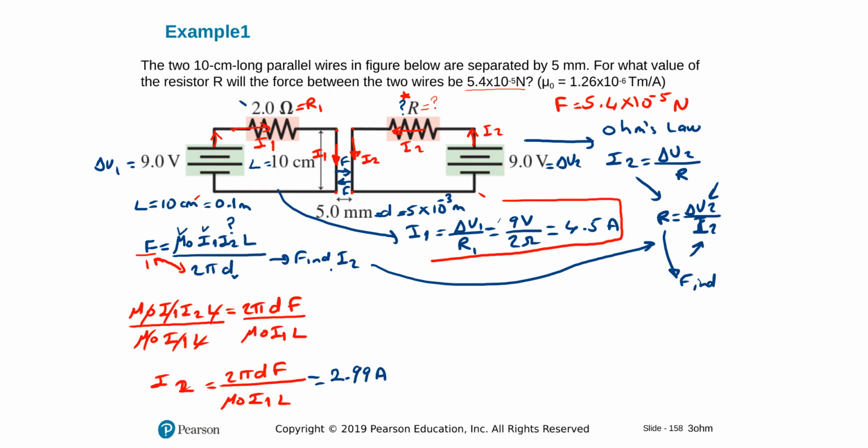Inputting that in there, I will find my R to be about 3 ohms, 3.01 ohms.